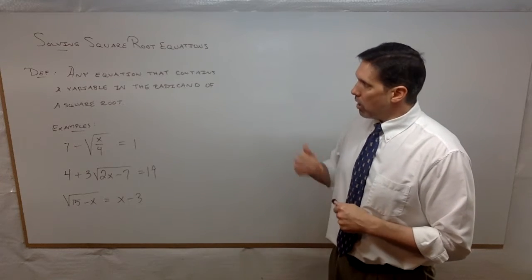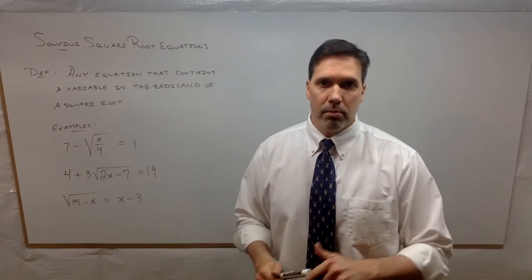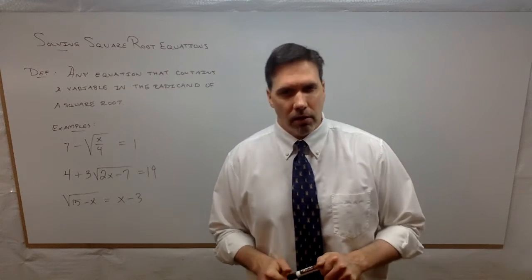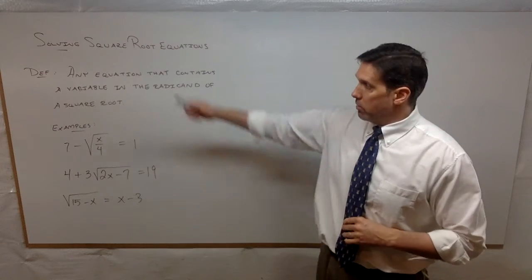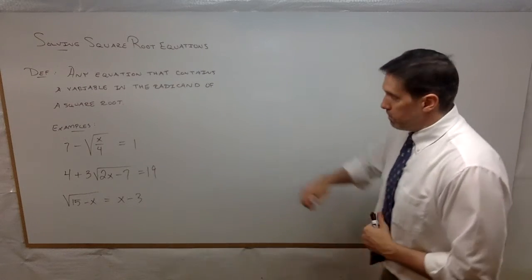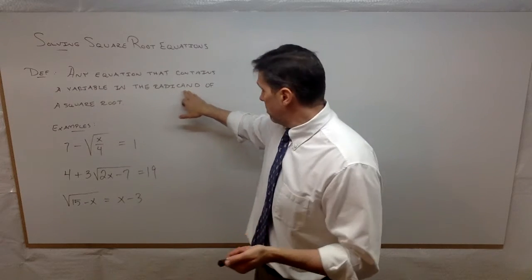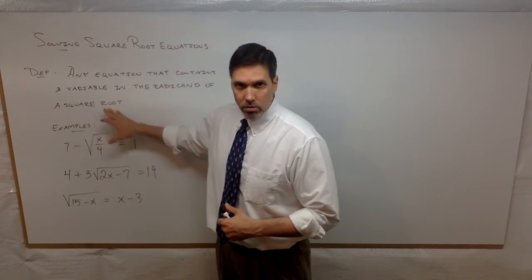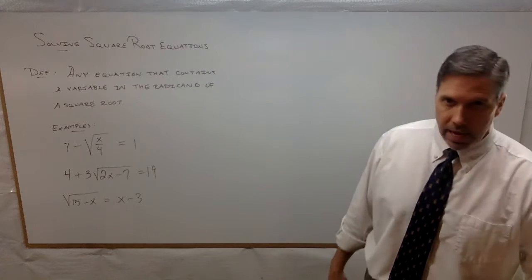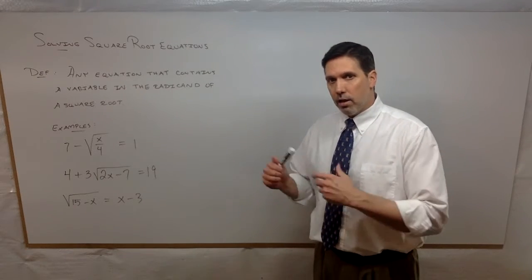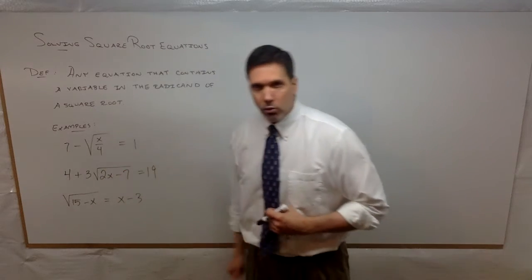In any event, solving square root equations, it's not like there's 4 or 5 or 6 methods. There's one method to solving these, and they solve much easier than most quadratic equations will. All right, so let's take a look. First of all, by definition, we say any equation that contains a variable in the radicand of a square root. Remember, your radicand is what's underneath your square root. If there's a variable inside that radicand, then we consider that a square root equation. So all of these are examples of a square root equation.